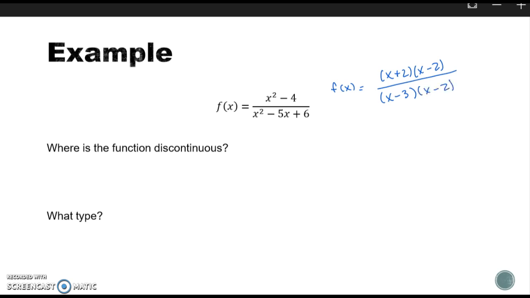So what I notice is that my x minus 2's did cancel, so x equals 2 is a removable discontinuity. It's removable because the limit exists. The limit is 4, but the function doesn't have a value at x equals 2 because there's a hole. Plugging in x equals 2 would cause us to divide by 0. So f of 2 doesn't exist. It's removable.